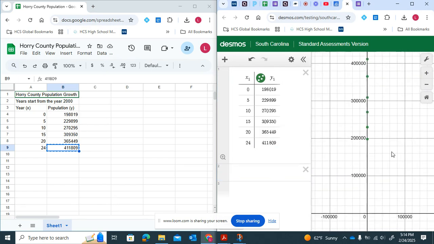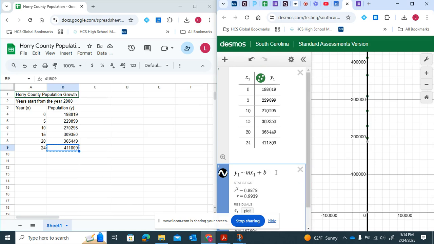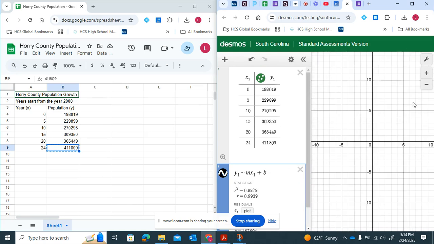Okay, so the data points are going to be way, way out there. It's hard to tell, but obviously those points are going up. If you've lived in Horry County 1 year, 2 years, or your whole life, you know that the population is increasing very rapidly. So we're going to explore that here.